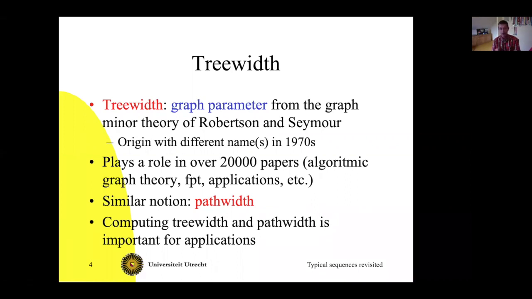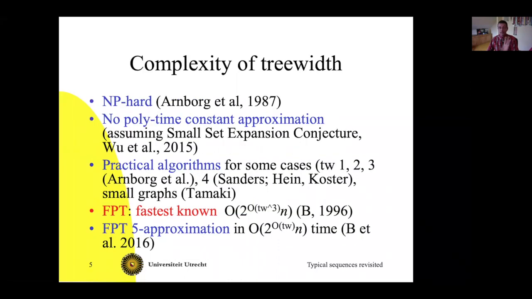And a lot of this talk, I'll actually talk about Pathwidth, basically because some things are easier to explain using Pathwidth, and they generalize with a few extra technicalities to Treewidth. And for many of these applications of Treewidth and Pathwidth, it's important to be able to compute these values. So I'm given a graph and I want to know what is the Treewidth or what is the Pathwidth. For Treewidth, it's already known a long time that it's NP-hard, and also, assuming the small set expansion conjecture, there is no polynomial time constant approximation algorithm.